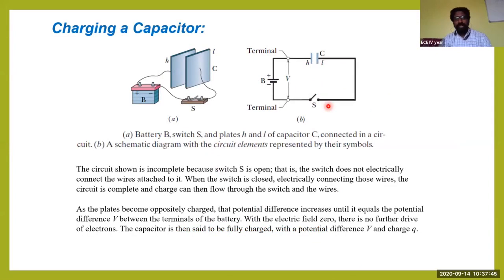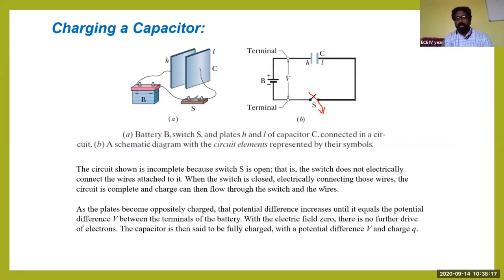If the switch is closed, then only the signal will be moved from one point to another point. So now here in the first case, the circuit is incomplete because the switch is open. And because the switch is open, it will not electrically connect the wire attached to the capacitor. Whenever the switch is closed, there will be an electrical connection between this capacitor, the battery and also this wire. Then only the charging will take place in this capacitor, in between the two plates of this capacitor.